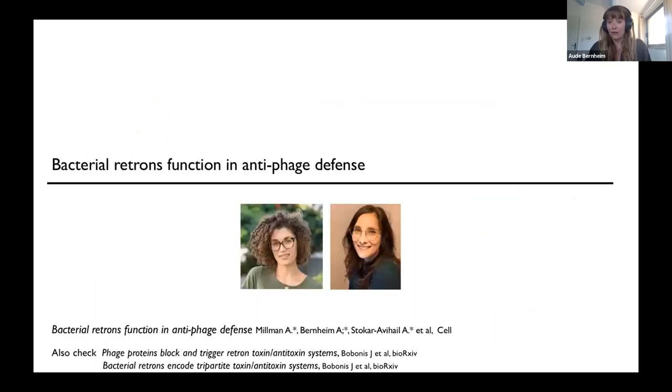So the first story is about retrons, and this is a published story, so you can find it online for more experimental details. It was done in collaboration with two fantastic scientists, Adi Millman and Avigail Stokar-Avihail. And at the same time as this discovery came out, there were also two fantastic papers that I encourage you to read, presented on bioRxiv, from the lab led by Jacob Bobonis.